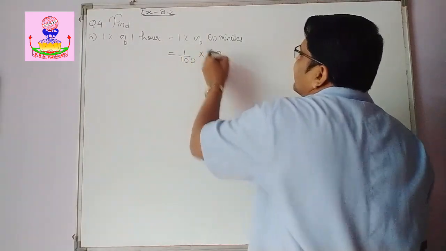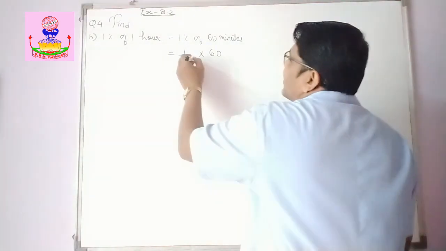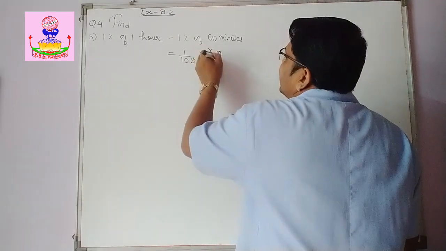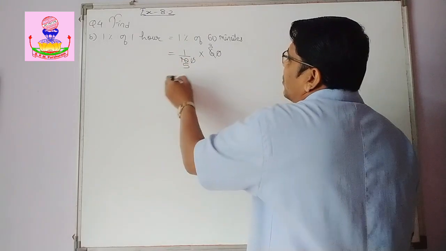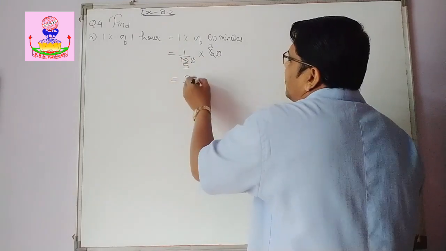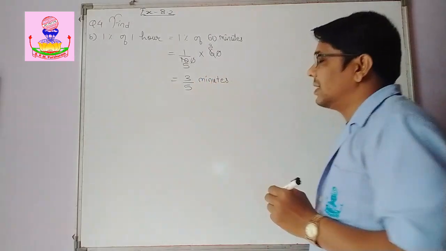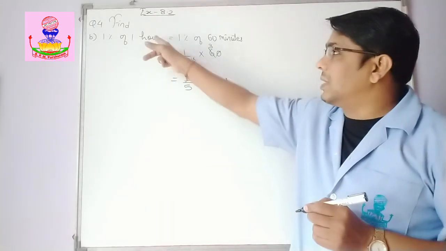Okay. Now 1% means what? 1 upon 100. Of means multiplication. So into 60. Okay. So 10 gets cancelled. Right. So 2 threes are 6, 2 fives are 10. So 3 upon 5 minutes.